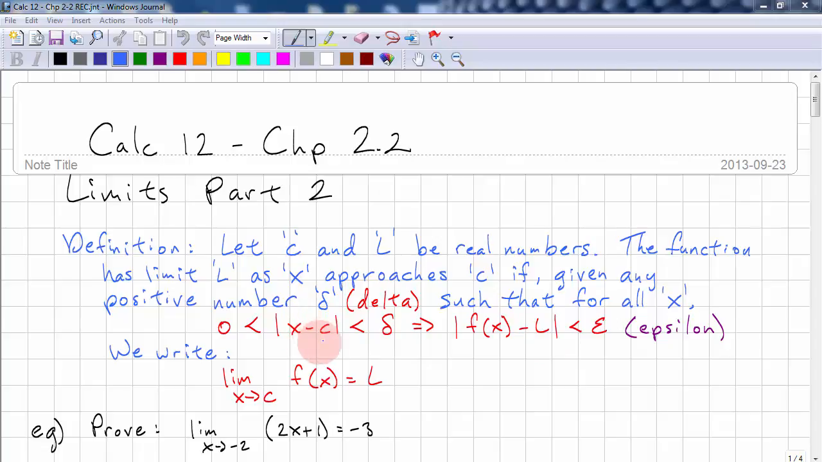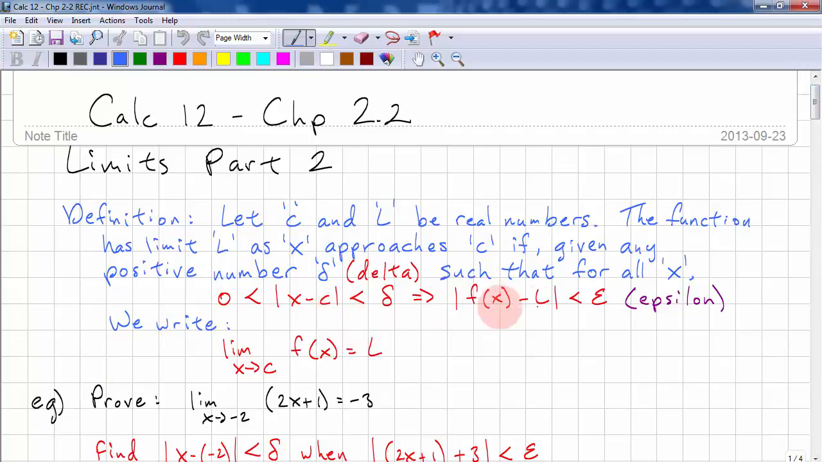So what does this mean? It means x needs to be close to c, and we have the absolute value so that it's on either side of c. And same thing for f of x and L. It has to be on either side of L. And when we have this case, we can write the limit as x approaches c of f of x equals L.